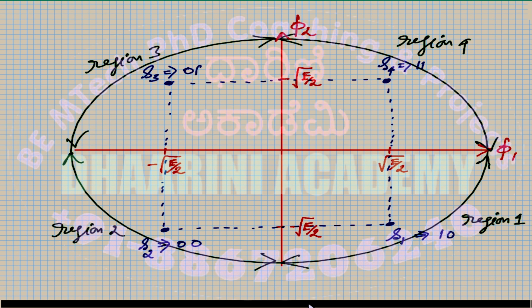We also observed that phi1 and phi2 are the two coordinate axes, and they act like the region boundaries for the detection of these four symbols. This is what we have seen.